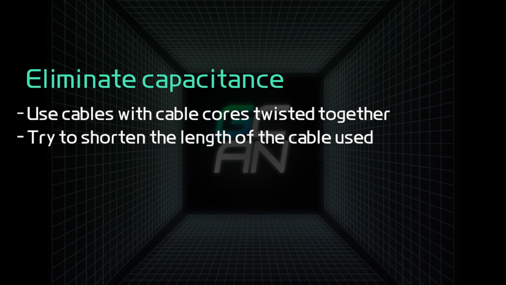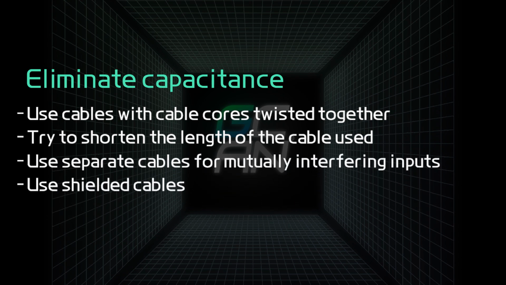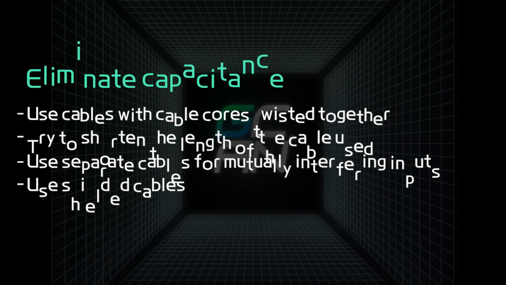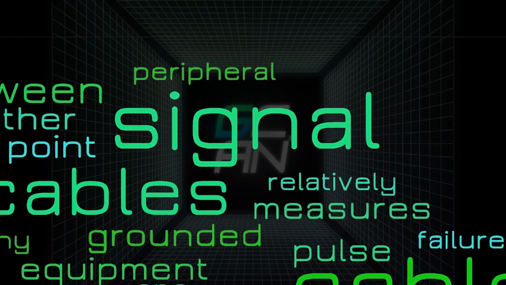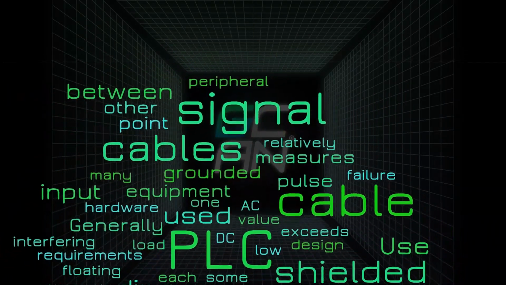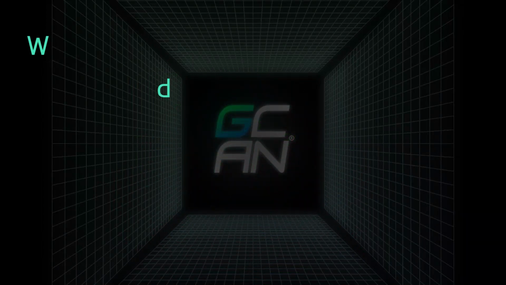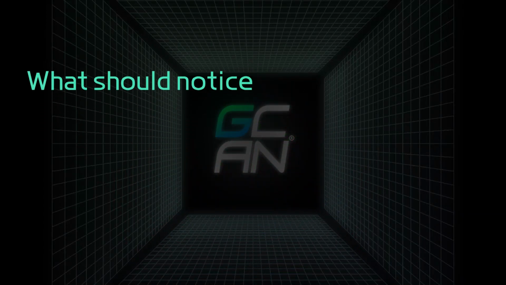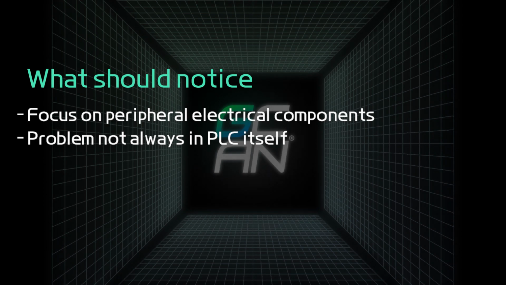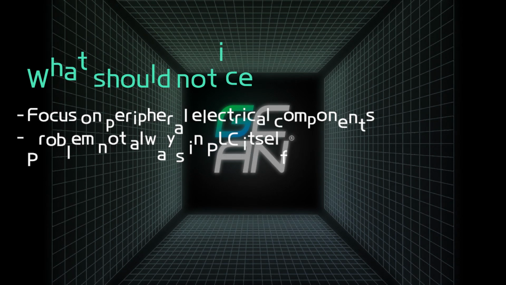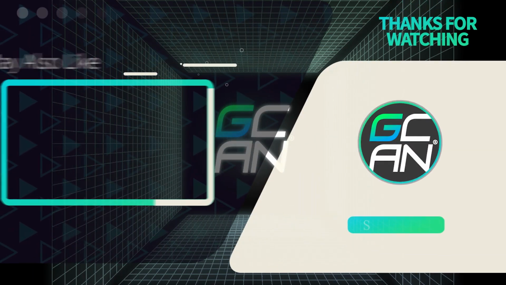Try to shorten the length of the cable used. Use separate cables for mutually interfering inputs. Use shielded cables. Generally speaking, PLC is an extremely reliable device with a very low failure rate. Therefore, when we look for electrical failure points, we should focus on the peripheral electrical components of the PLC. Don't always suspect that there is a problem with the PLC hardware or program. This is very important for quickly repairing the faulty equipment and quickly restoring production.